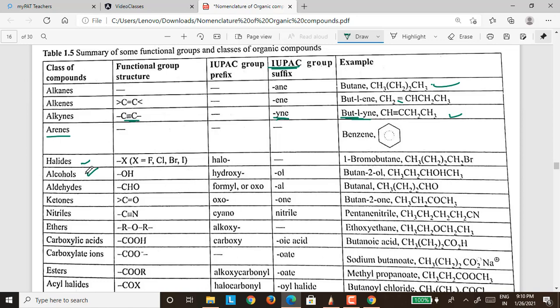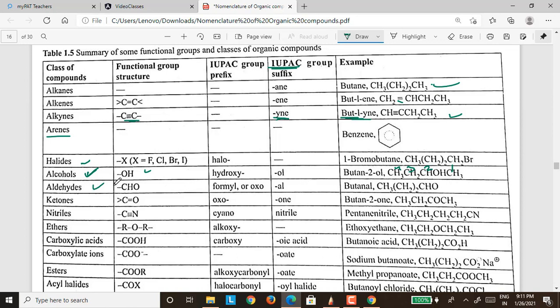So alcohol, if it is an OH group, its prefix will be hydroxy. Previously it was hydroxyl, the group name is hydroxyl, but we can give hydroxy. So hydroxy, and its suffix will be ol. So if it is the main functional group, suffix will be ol. If it is a substituent, then it should be hydroxy. So now you see it is the main functional group, only one functional group, OH is given here. So 1 is carbon, 2, 3, 4. So in 2 OH is there. So 2-ol. So butan-2-ol. It will be butan-2-ol.